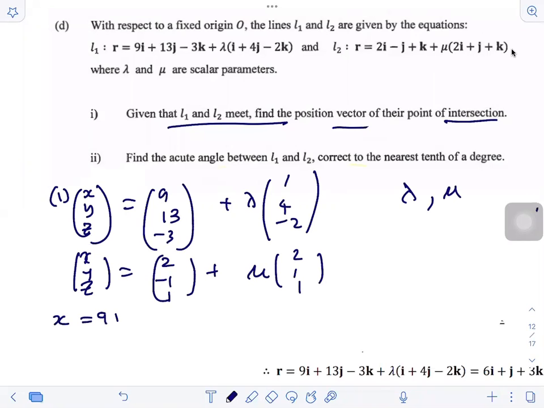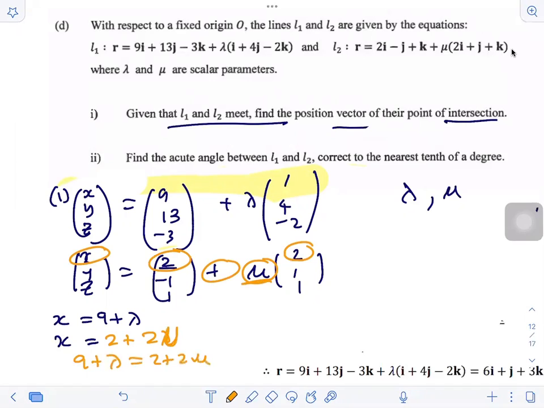So x equals 9 plus phi. That gives you the x values of the first one. And then x equals 2 plus 2 mu for the second. Okay, so that means 9 plus phi equals 2 plus 2 mu. So if I bring that over to there and that to there, 2 mu minus phi equals 7. So that's one equation. We've got 2 mu minus phi equals 7.